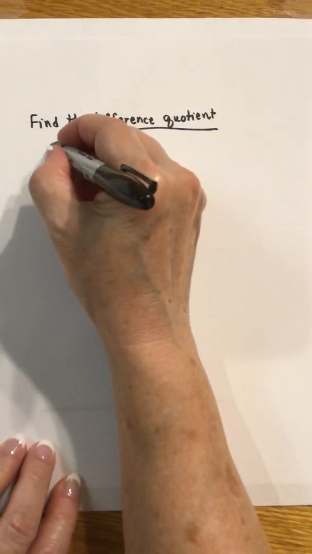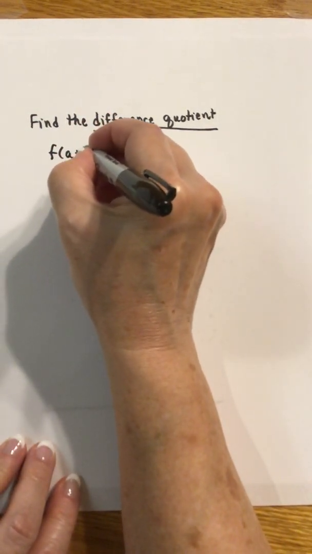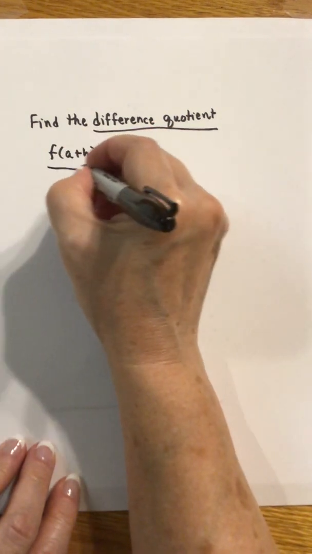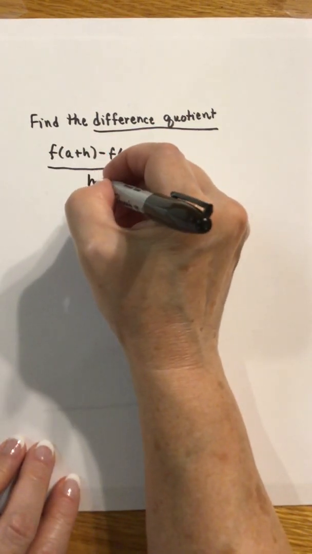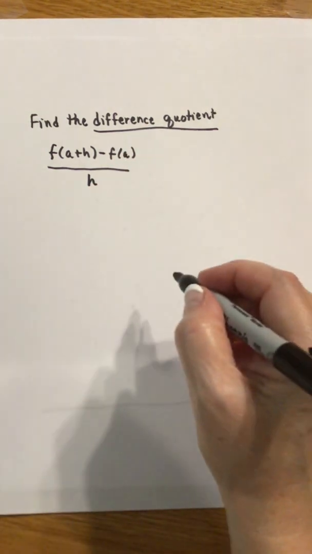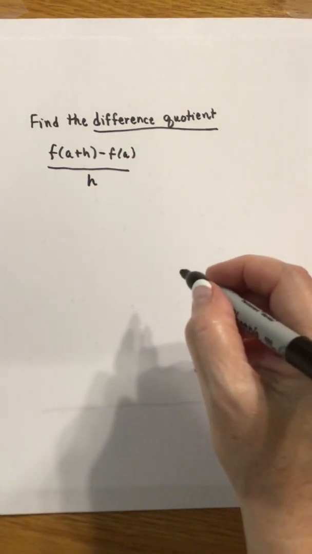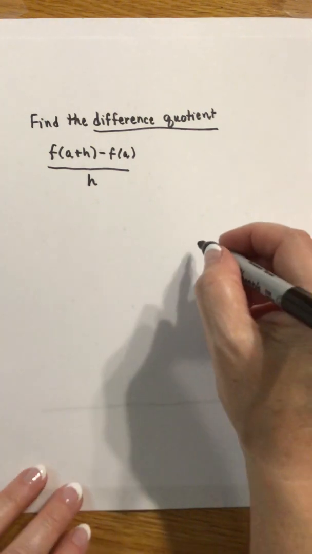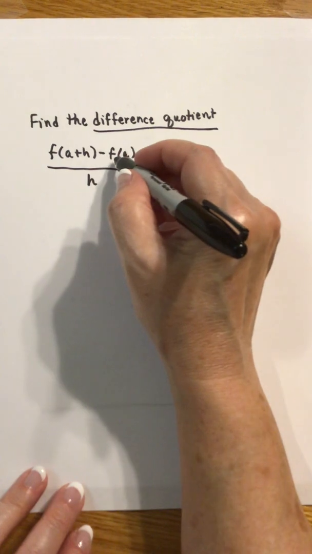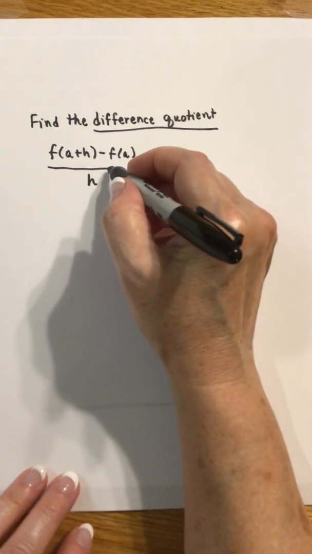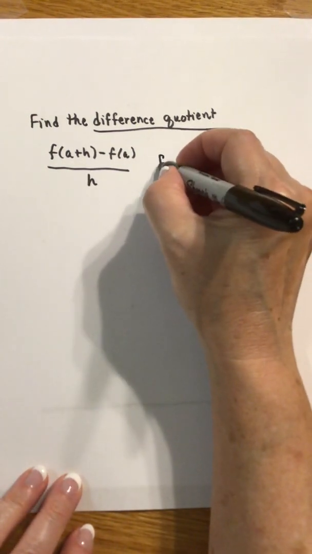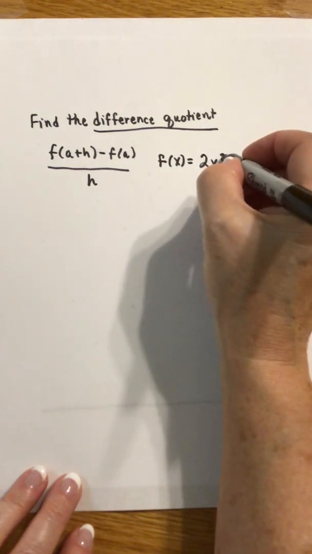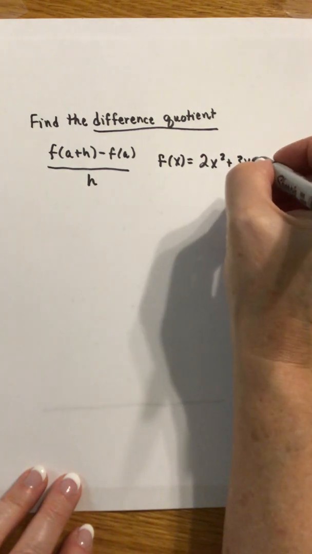Okay, difference, we're going to have f of a plus h minus f of a all over h. Okay, this is the difference quotient. Difference because it's subtract, quotient because it's divided. And the example of the function we're going to use is f of x equals 2x squared plus 3x minus 1.